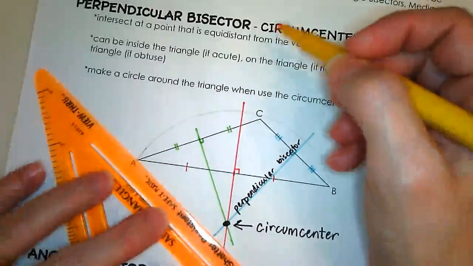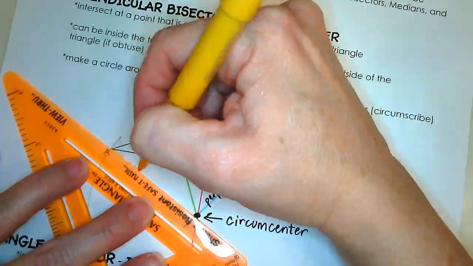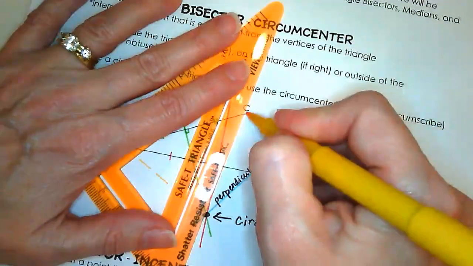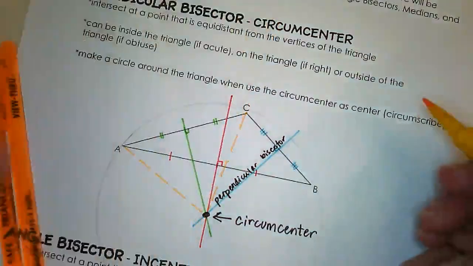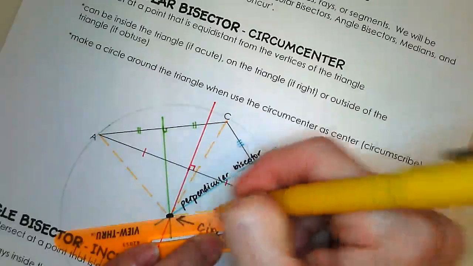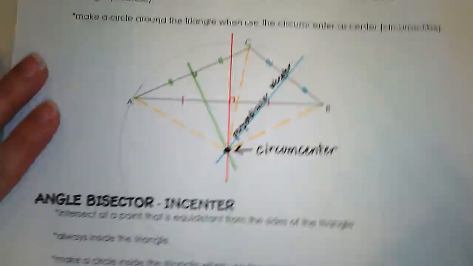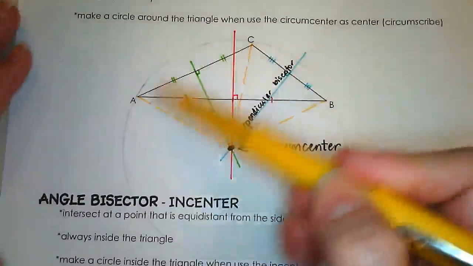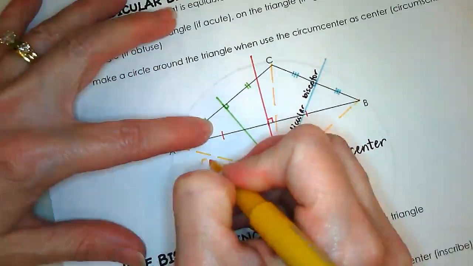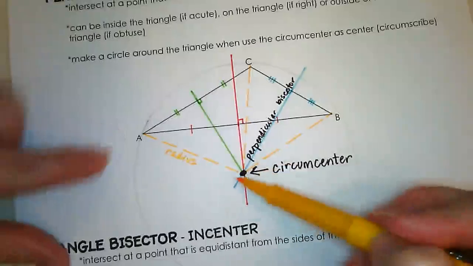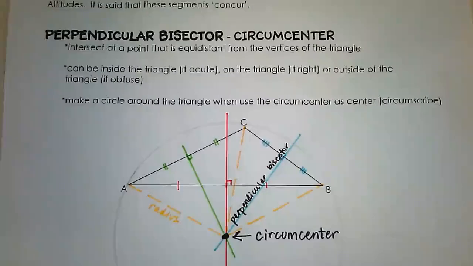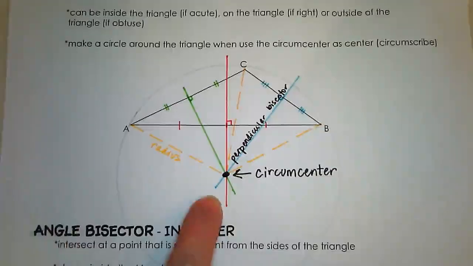The distance from the circumcenter to point A, so this distance right here, is the same as the distance from the circumcenter to C, which is right there, which is the same distance from the circumcenter to point B, which is right here. So we were able to draw a circle around the triangle that hit the 3 vertices of the triangle, which means that each of these is a radius. So from the circumcenter to each point of the triangle would be the same distance. All right, so that is what happens when we use the perpendicular bisectors and they all meet at a point.